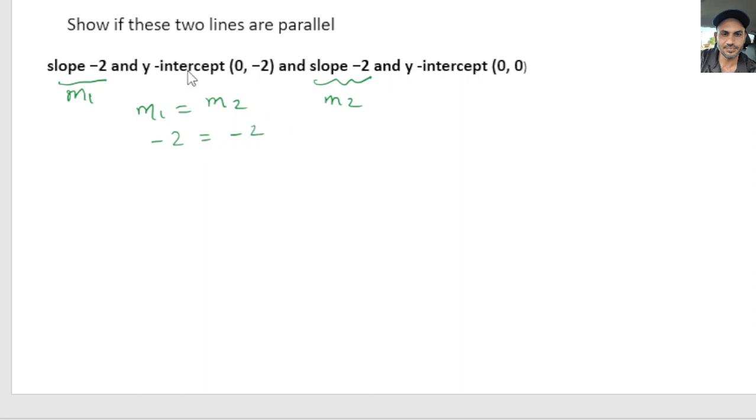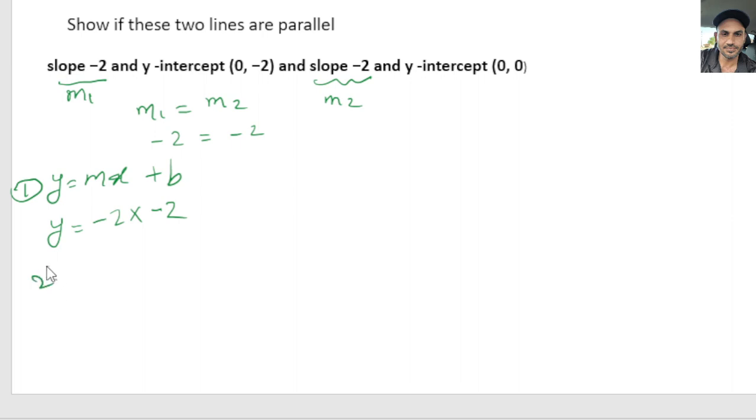We can look at just the slope, but let's also find out their equations. So y equals mx plus b. Now let's enter the information that we have. We have y equals -2x and b is -2. This is the y-intercept right here. Okay, and this is the first one.